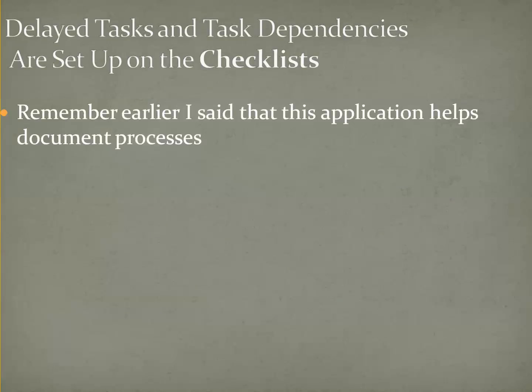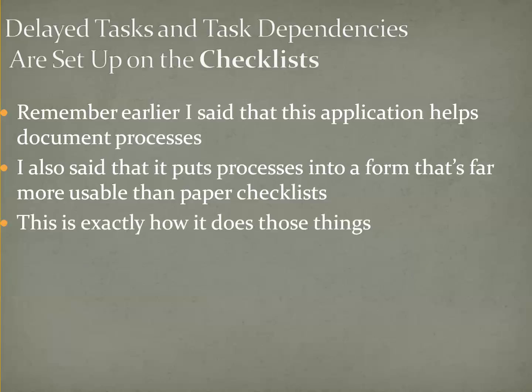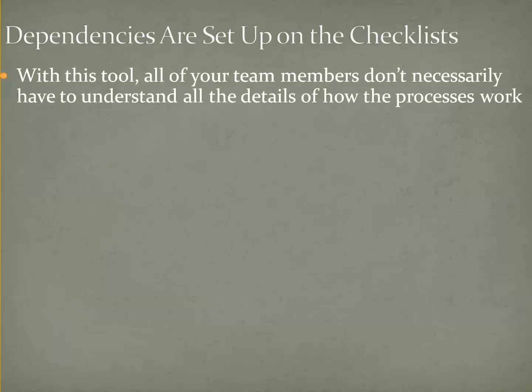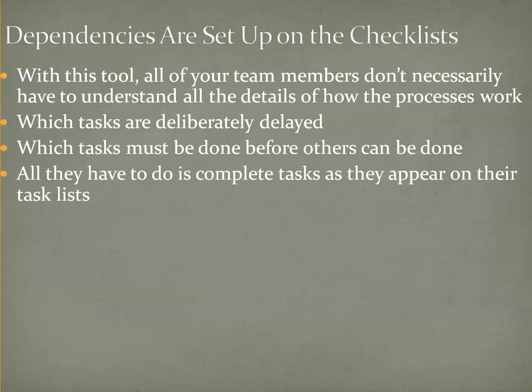Remember earlier I said that the application helps document processes, and I said that it puts processes into a form that's far more usable than paper checklists. Well, this is exactly how it does those things. So with this tool, you and all of your team members don't necessarily even have to understand all of the details of how the processes work. Everyone on your team does not have to understand exactly how your process is set up, which tasks are deliberately delayed, which tasks must be done before others can be done. All team members have to do is complete the tasks as they appear on their task list.